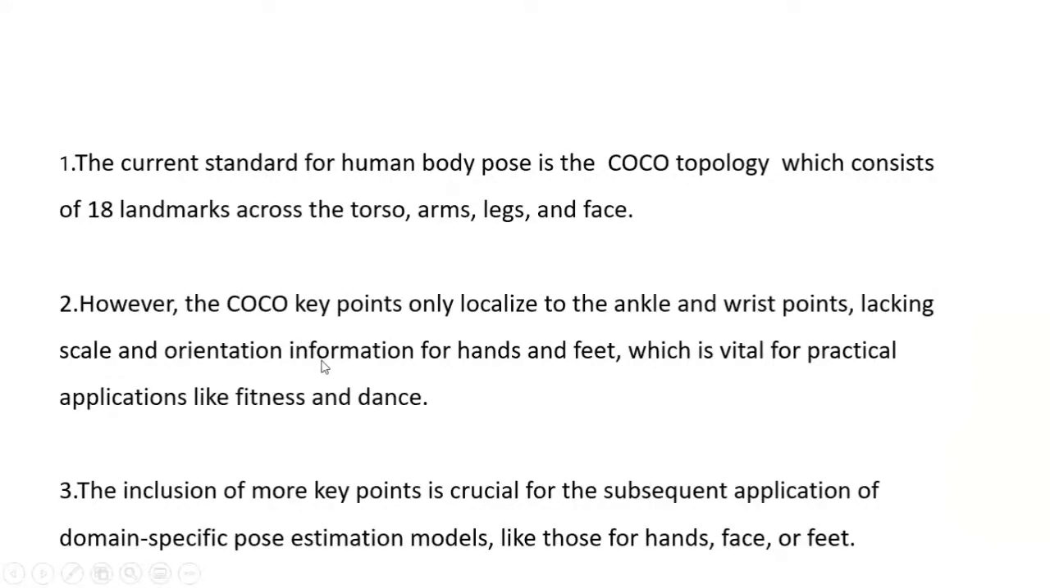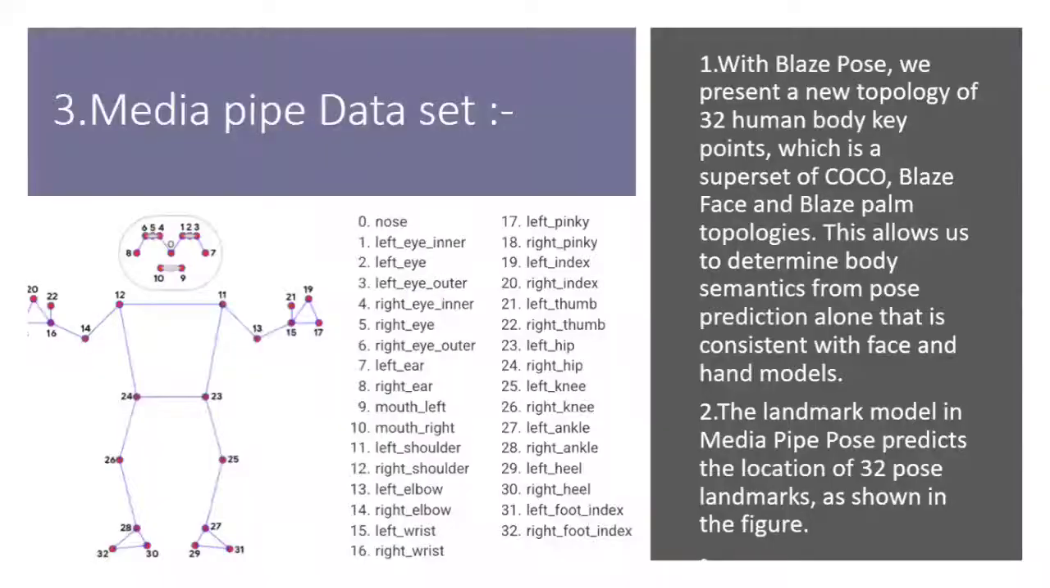So to extend this Coco topology and to overcome the lack of scale and orientation, and all these problems, we use MediaPipe data sets. Actually, in the MediaPipe data set, BlazePose is a superset of Coco, and it uses face and BlazePose topologies, so that we can recognize 32 points in the human pose, so that we can recognize each and every point in a very clear way.